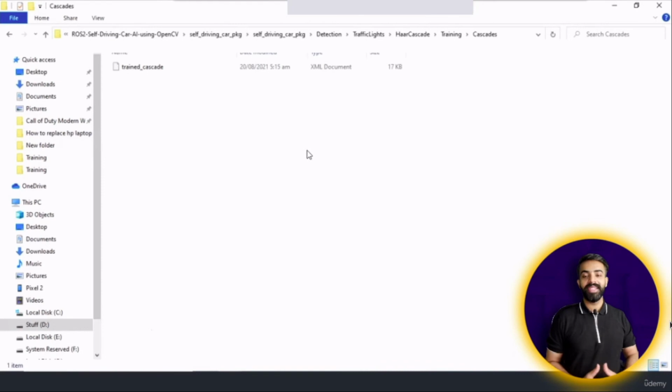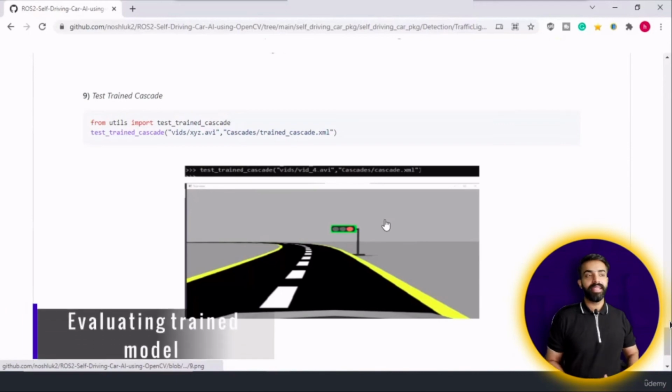So at the moment, I've already stored a trained cascade inside this cascade folder, and it's the same way that you will get a trained cascade being saved inside this directory, and you will use this trained cascade to test how well it performs in the real scenario. And for that reason, we move on to the last step, that is to test the trained cascade.